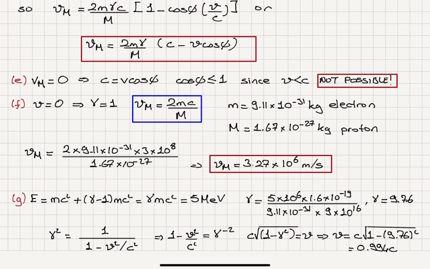Okay, so in this part of the problem, we checked if it's possible to have a stationary particle during this scattering event. Setting v capital M equal to 0, that means c is equal to v cosine phi. This would imply that the speed of the electron and positron need to exceed or be equal to the speed of light, which is not possible. In part F, we asked for stationary electron and positron after the scattering process. And for that to happen, what should be the speed of the proton? And we have substituted here v is equal to 0, gamma is equal to 1, and solved for v capital M.